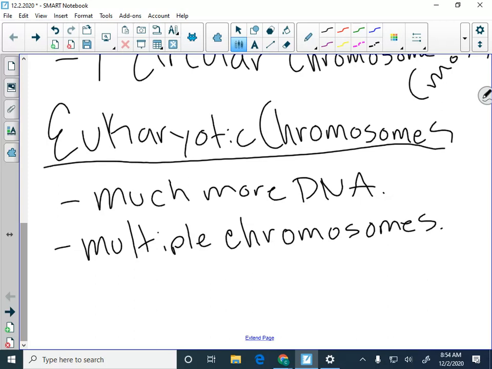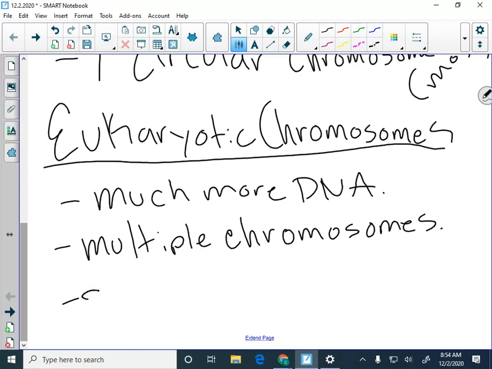So we'll talk a lot about how many chromosomes humans have compared to other organisms. We will talk about how chromosomes are inherited whenever we talk about genetics at the beginning of next semester, which is a lot of fun. But we have a lot more DNA stored in a lot more chromosomes, whereas our prokaryotic cells only had one.